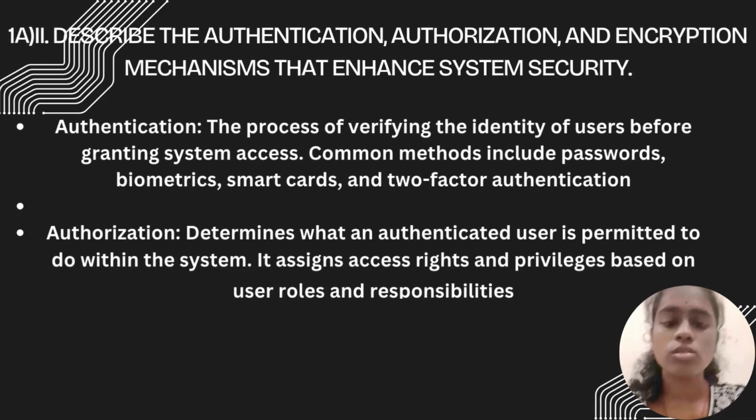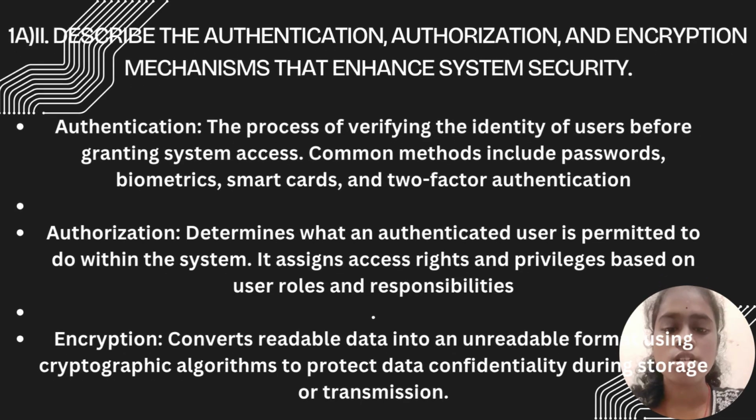Describe the authentication, authorization, and encryption mechanism that enhance system security. Authentication is the process of verifying identity of users before granting system access. Common methods include password, biometric, smart card, and two-factor authentication. Authorization determines what an authenticated user is permitted to do within the system. It assigns access right and privilege based on user roles and responsibilities. Encryption converts readable data into unreadable format using cryptography algorithm to protect data confidentiality during storage and transmission.